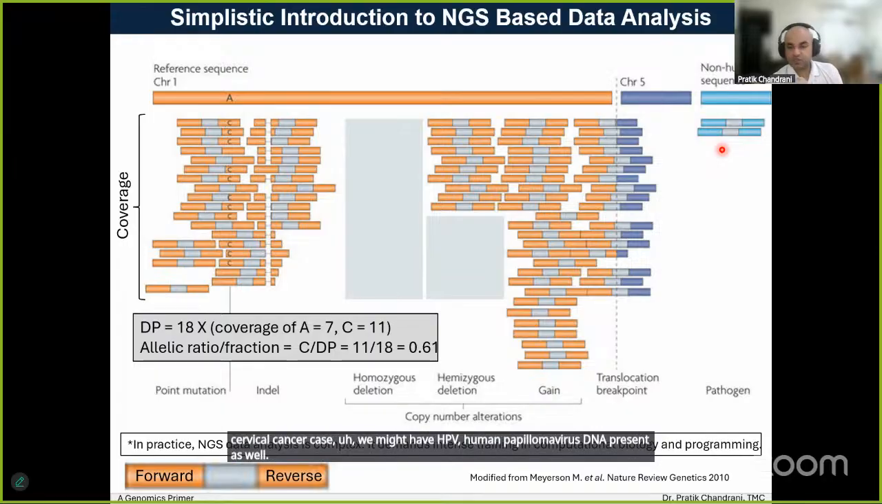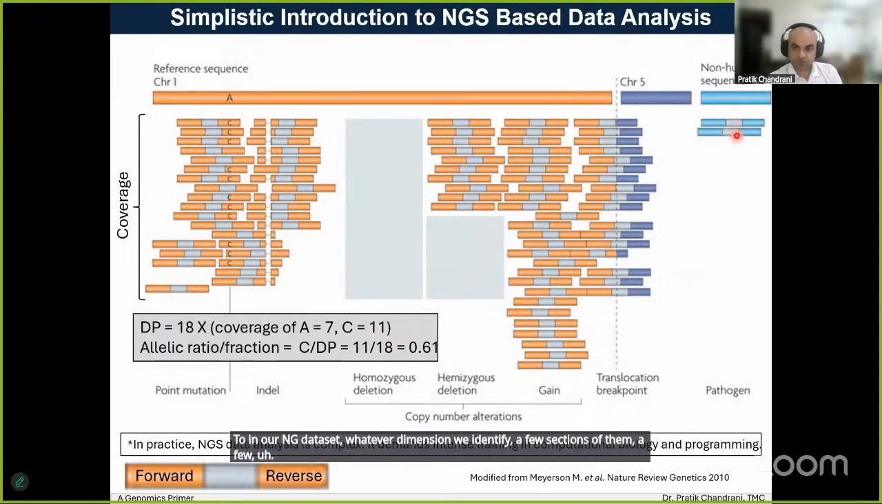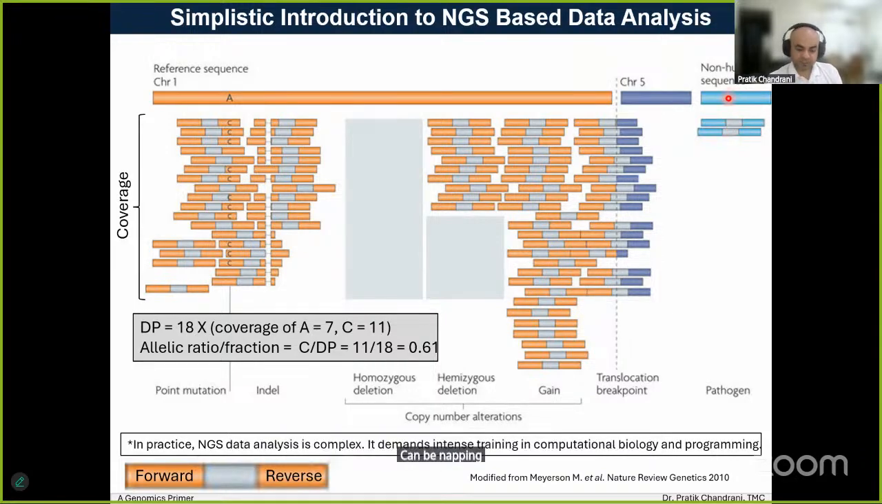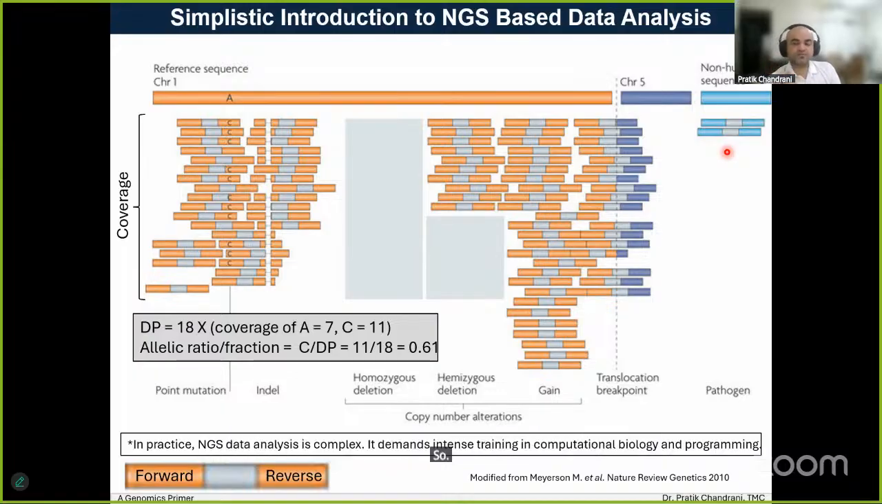So whenever we do whole genome sequencing, we'll always find HPV in almost all of the cervical cancer patients. In our NGS data set, whatever millions of reads we identify, a few thousands of those reads will not be mapping to the human genome. They will be mapping to the HPV genome, and that's how we can find out non-human, pathogenic infections from a human sample. So this is, in short, a conceptual overview of computational analysis of NGS dataset.